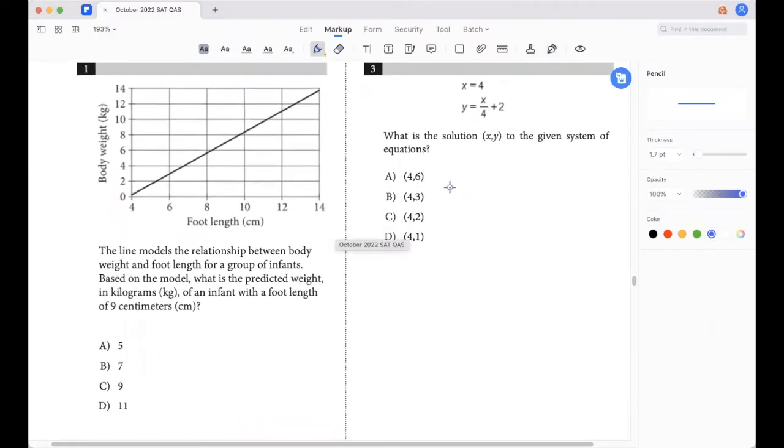Question 1. The line models the relationship between body weight and foot length for a group of infants. Based on the model, what is the predicted weight of an infant with a foot length of 9 centimeters? So 9 centimeters would be here somewhere. So it will be between 6 and 8, so 7.